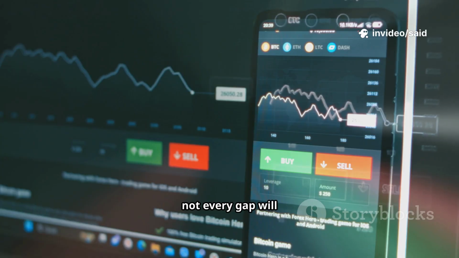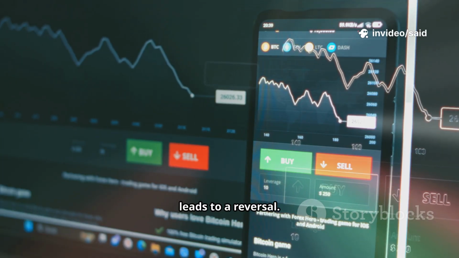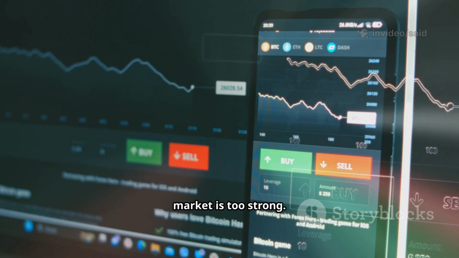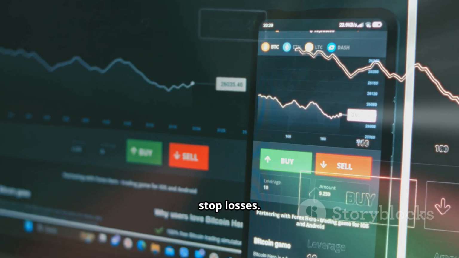A quick warning: not every gap will be filled, and not every FVG leads to a reversal. Some are ignored completely if the market is too strong. That's why you must always wait for confirmation and use stop losses.